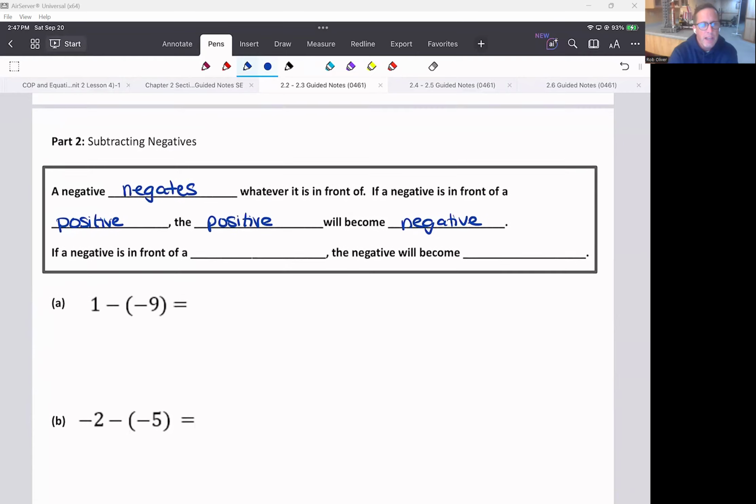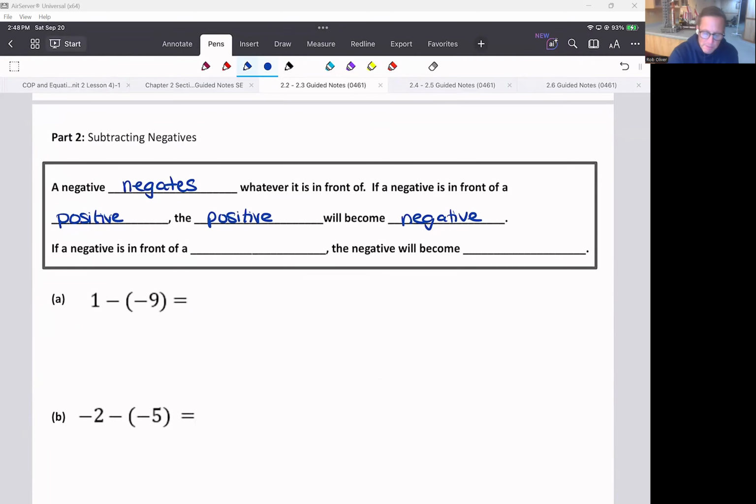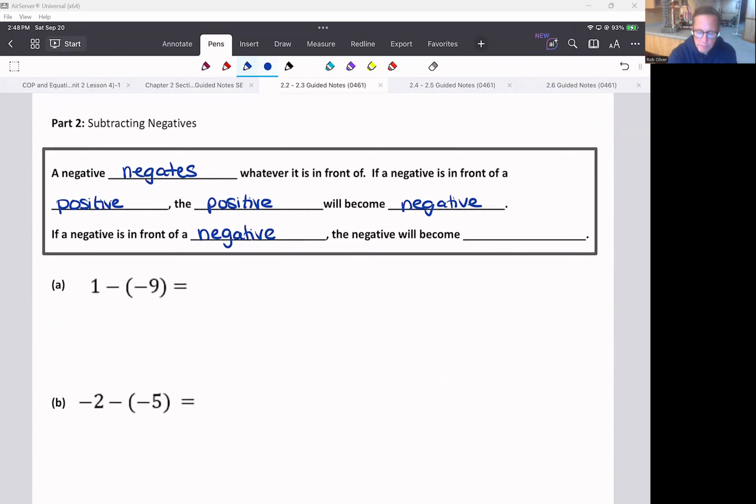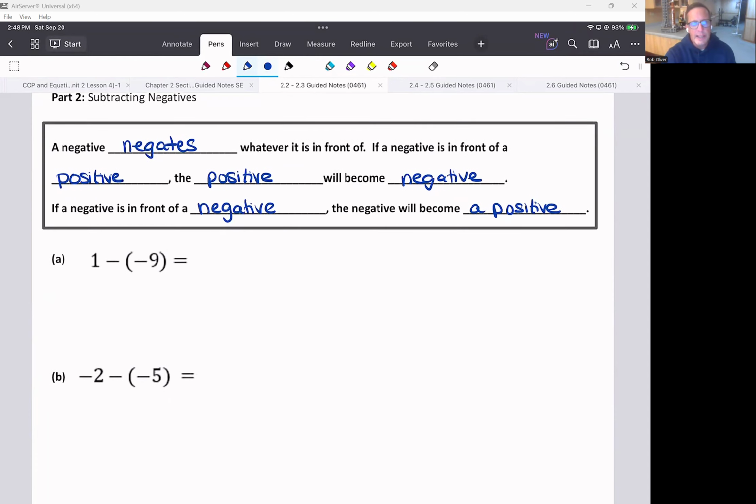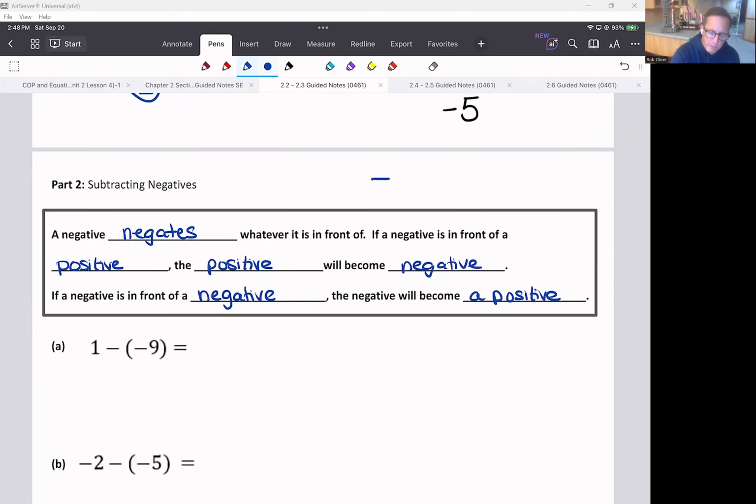If the negative is in front of a negative, now this is something we have not yet talked about, but when a negative is in front of a negative, the negative will become a positive. If you negate something that is negative, if you're subtracting a negative, that becomes a positive.